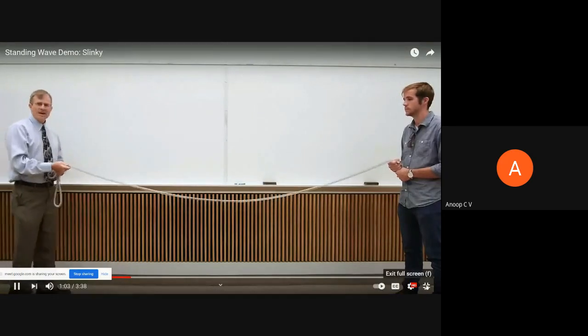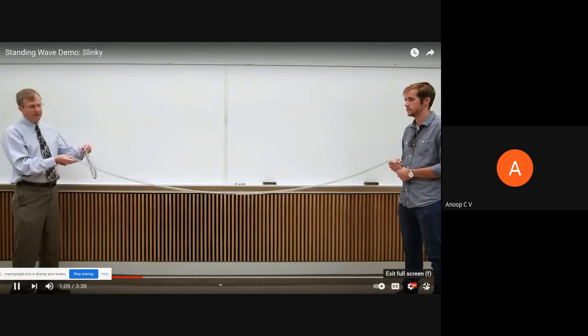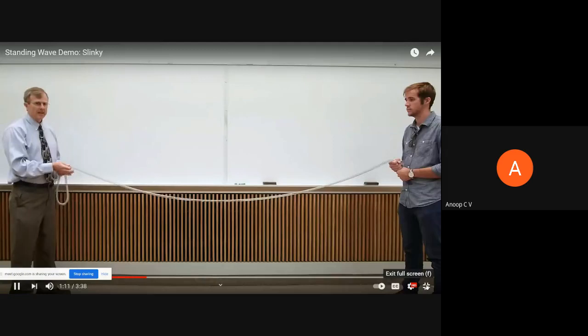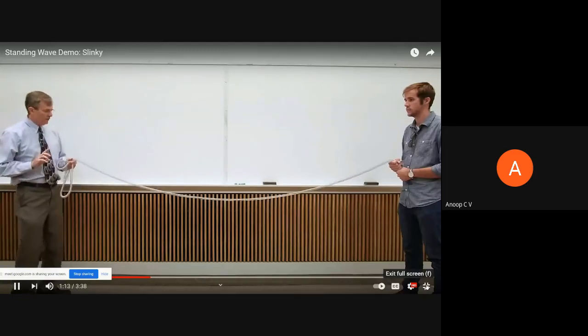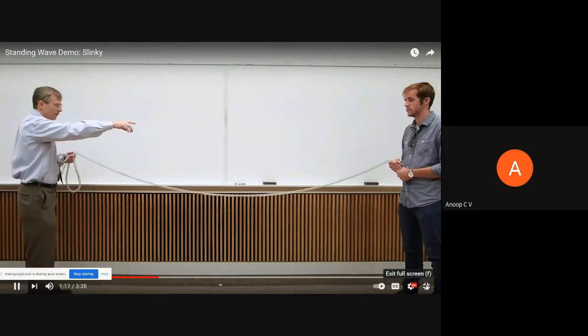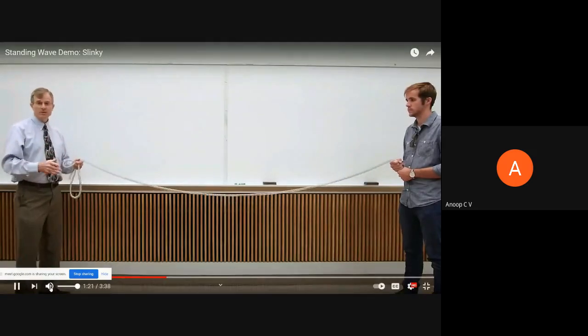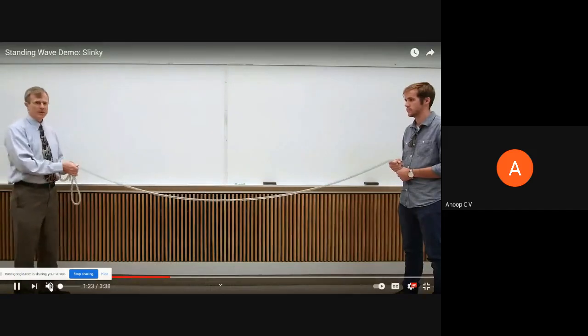So then a standing wave is where you pick a frequency that matches the length of the string in such a way that the waves created from my side of the string and bouncing off the partner's side coincide with each other and reinforce each other.